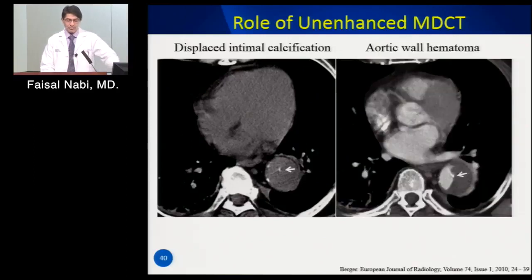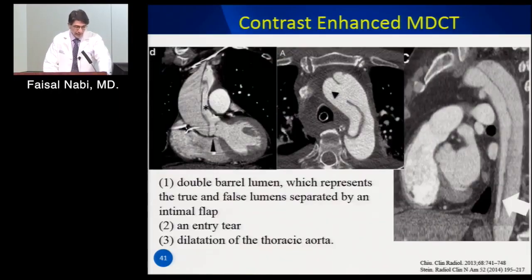And this is exactly what that patient looked like when we gave contrast. So how do you make the diagnosis? We're looking for the double-barreled lumen, which represents the true and false lumen separated by an intimal flap. We'll often see entry tears. We'll often see dilation of the thoracic aorta.